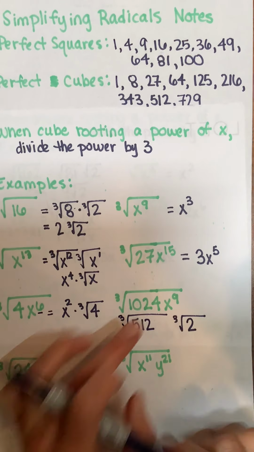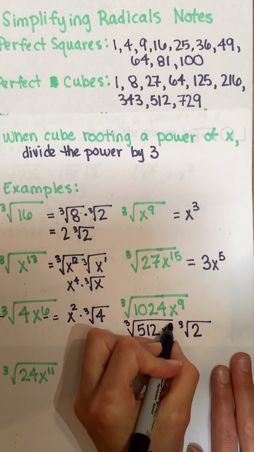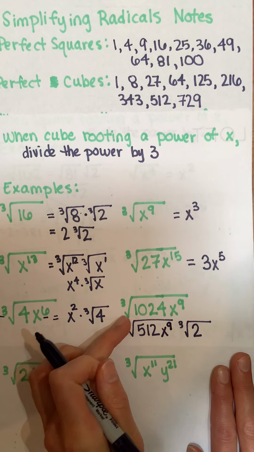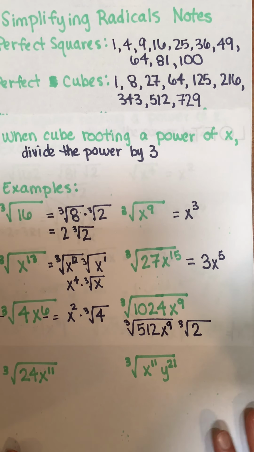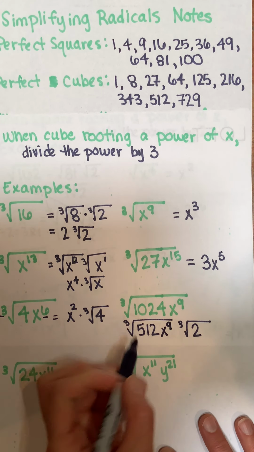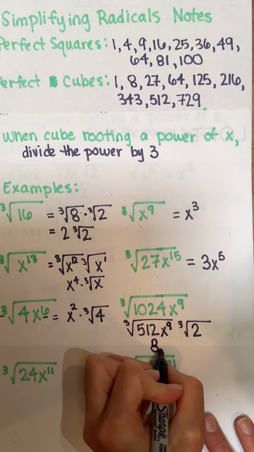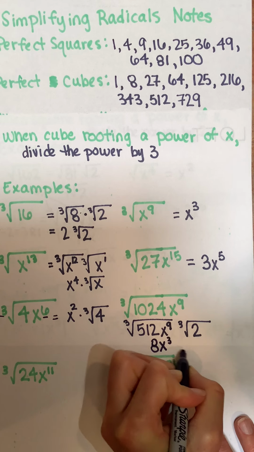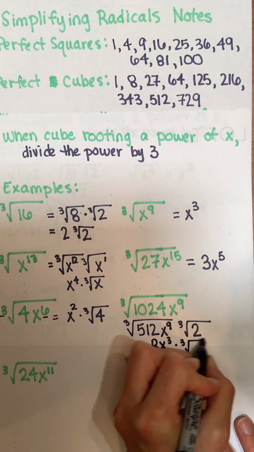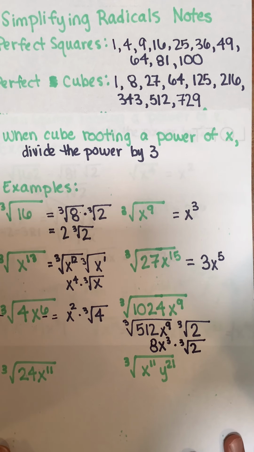Can I cube root x to the 9th? Yes. I'm going to put that here. The reason I can cube root it is because 9 is divisible by 3. So the cube root of 512 is 8. And then dividing the power by 3, we get x cubed. And then this little old 2 stays back here in the radical.